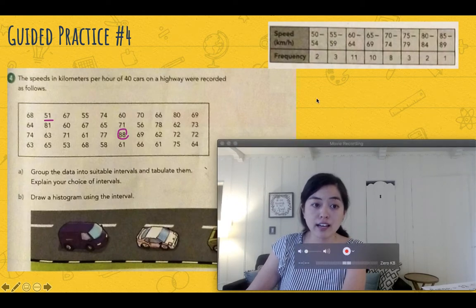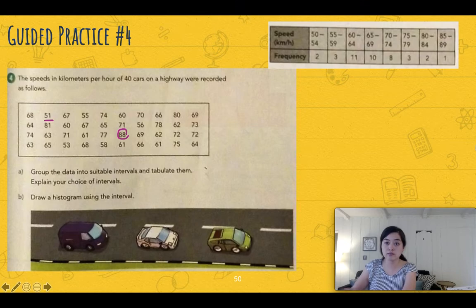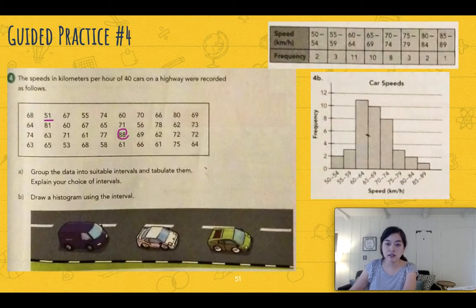And now we're going to draw our histogram. Okay? And our histogram should look something like this. So here's our histogram, okay, with the frequency here and then our speed here. And I notice here that my 88 is my outlier, because I see that all the other intervals have at least 2 cars that were driving at that speed, but we only had one car driving between 85 to 89, which is 88 kilometers per hour. Okay, so that would be an outlier.